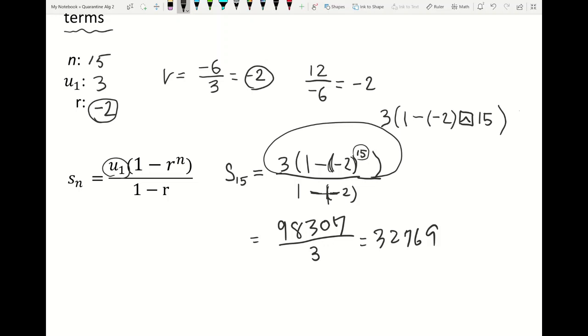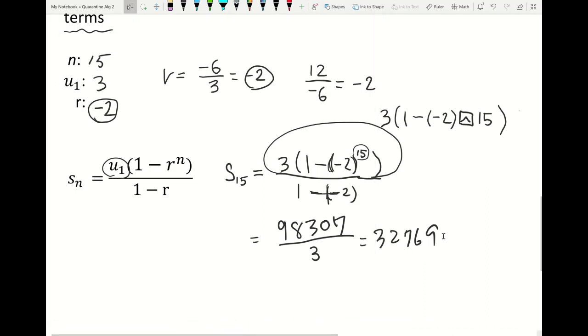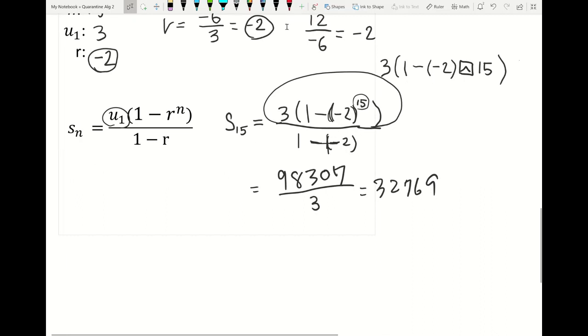So again, you can pause your video and try until you get that number, 32,769. Okay. The challenge in this week's material is that you do the calculation correctly with your calculator. Again, please try a couple of times until you get the number, okay?